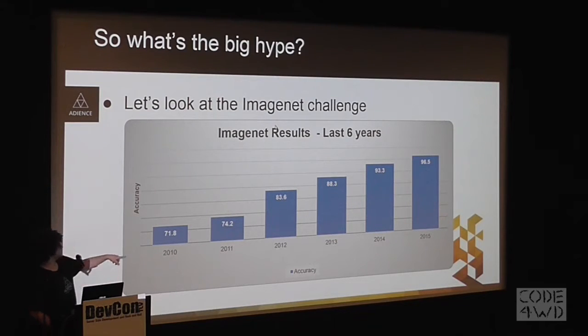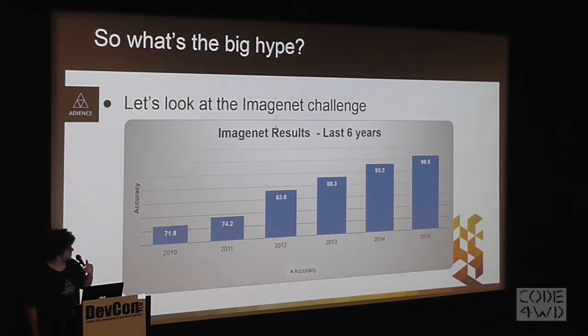Now you can see that there's a large leap between 2011 and 2012. So let's look at what happened there. Basically, until 2010 and 2011, all the approaches used old machine learning stuff related to filters and the like. Not very interesting.